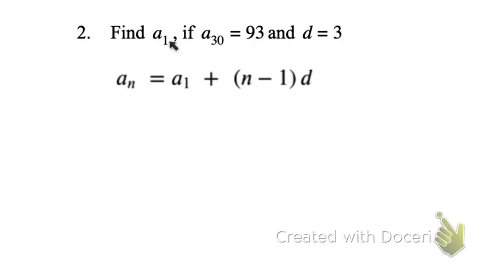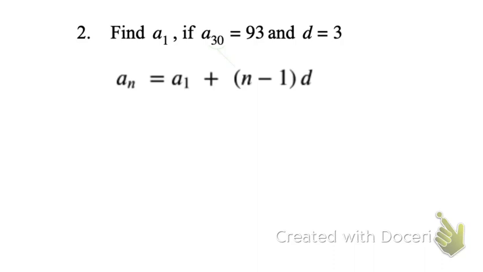Let's say we want to find the first number in our list. If we know the 30th number is 93, and we know what we're doing each time, this time we're adding 3. Okay. Now you want to realize that this piece of information right here is a twofer. We're getting 2 pieces of information at a time. We get a position of a number, it's the 30th number in line, and we get what the actual number is.